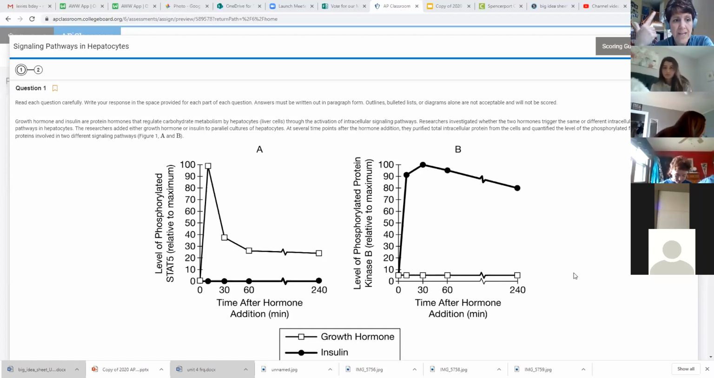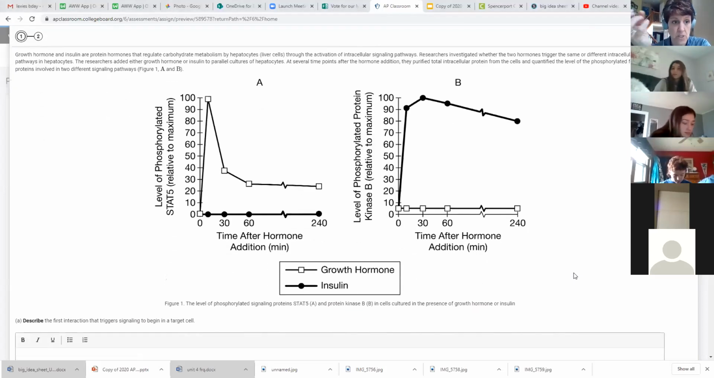Growth hormone and insulin are both protein hormones that regulate carbohydrate metabolism by liver cells through the activation of intracellular signaling pathways. So in my head, I'm going, okay, I have 2 different ligands and they both are the signal molecule for a signal transduction pathway. Researchers investigated whether the 2 hormones trigger the same or different pathways in these liver cells. They added either growth hormone or insulin to cultures of liver cells, and at several time points, they purified the protein that was being made and quantified it. So they measured how much protein was being made.